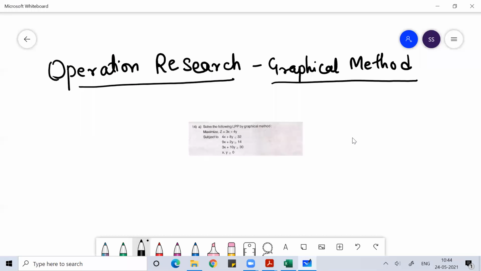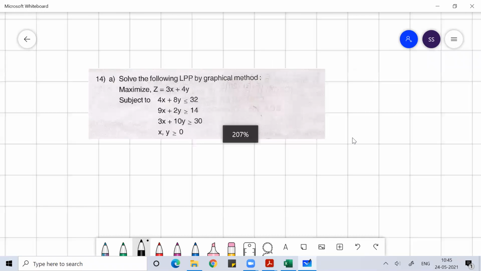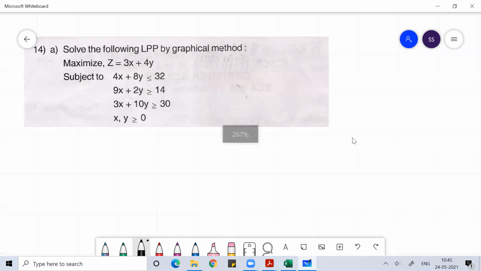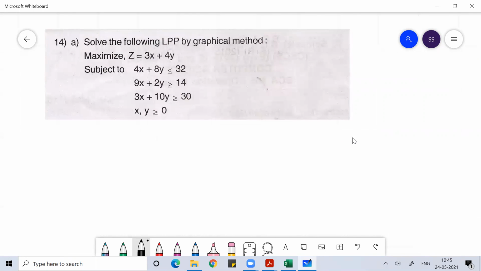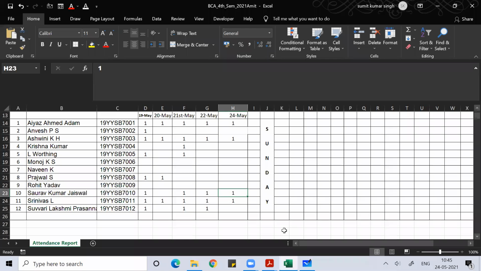Normally in textbooks we have two methods, either graphical or simplex, to solve the given problem. The same thing you can also solve by using MS Excel. There's a function in MS Excel called Solver. If you use the Solver function, you can easily solve the given LPP problem.